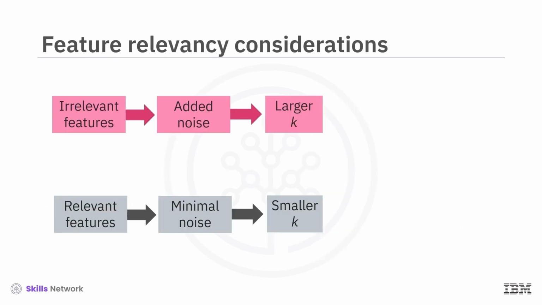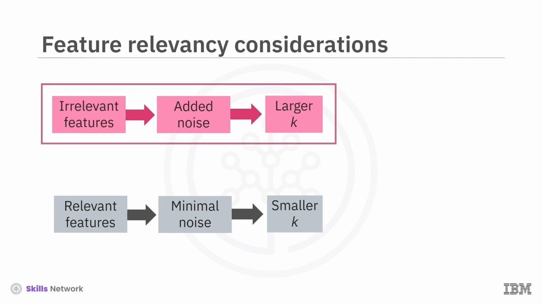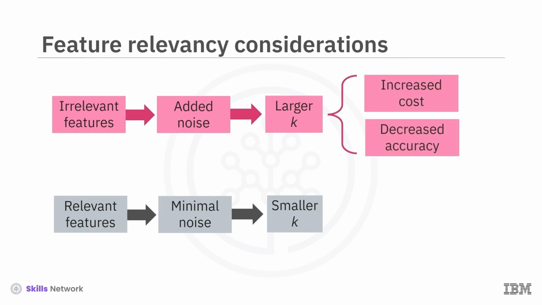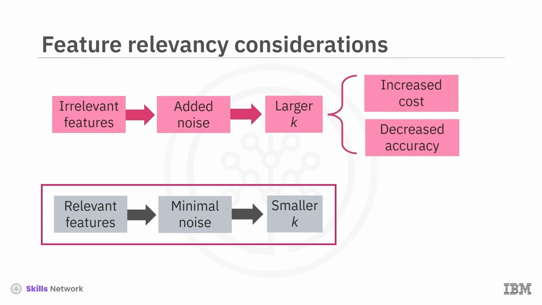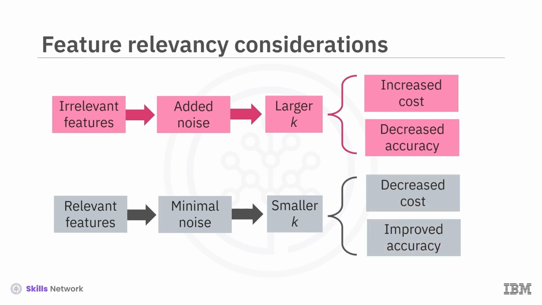Including an irrelevant feature is like adding noise. Noisy data requires a higher value of k to avoid overfitting, which in turn drives up computational cost and diminishes accuracy. Keeping only relevant features lowers the optimal k and improves both accuracy and computational efficiency.